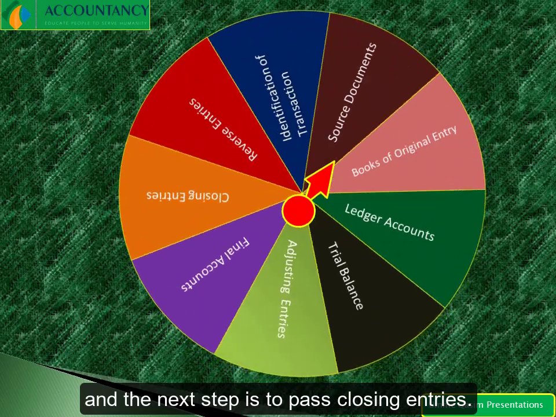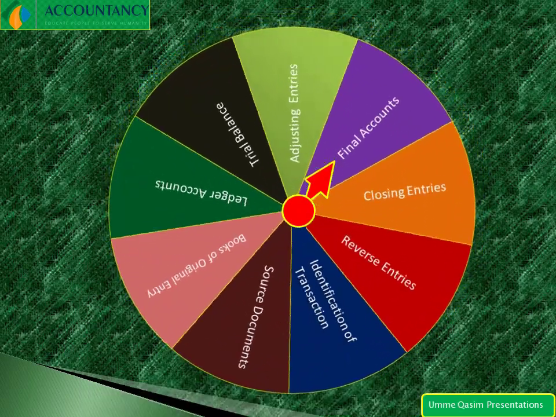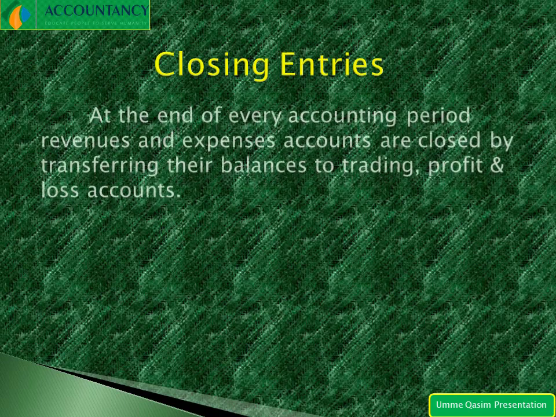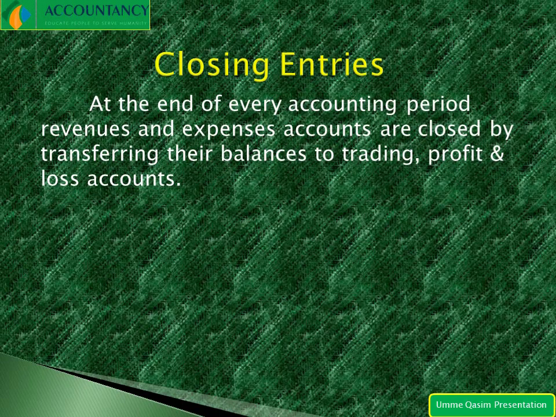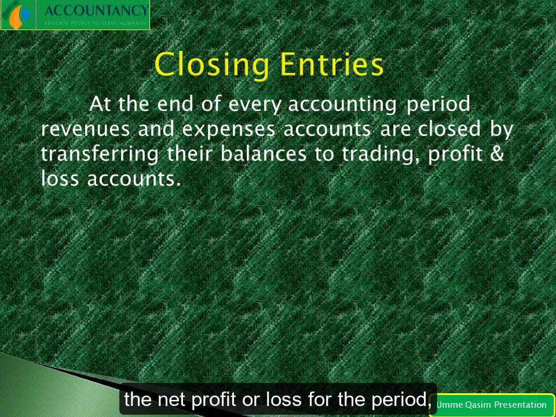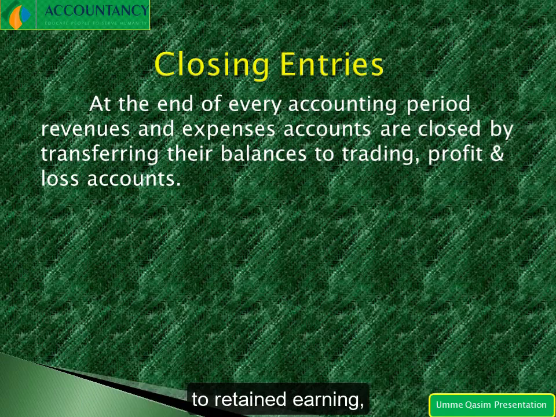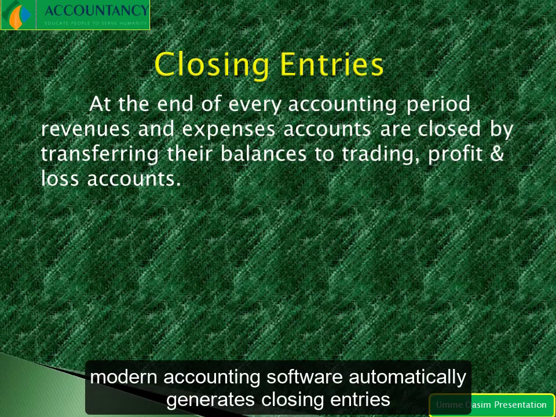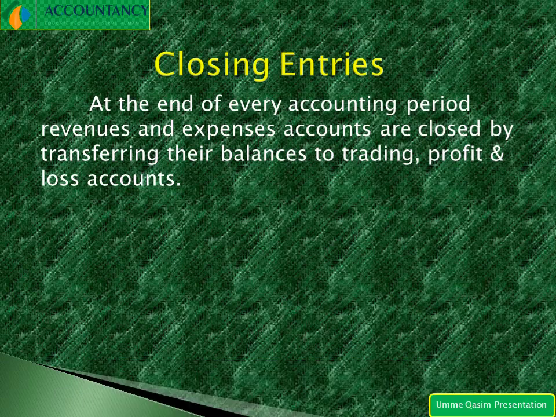And the next step is to pass closing entries. Closing entries. At the end of every accounting period, revenues and expenses accounts are closed by transferring their balances to trading profit and loss account. The purpose of closing entries is to transfer the net profit or loss for the period to retained earning and to zero out all the temporary accounts. Modern accounting software automatically generates closing entry.